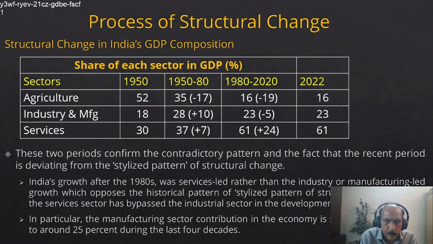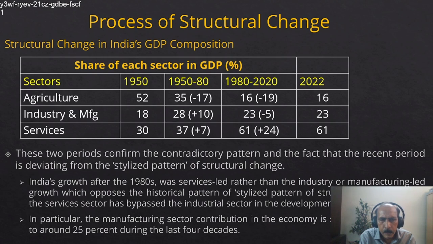But if you look at the next 40 years, the agriculture share has further declined by 19 percentage points. It has reduced from 35% in 1950-80 to 16% during this period. And industry and manufacturing share has almost remained stagnant, rather it has declined from 28% to 23%. A 5% decline was observed, while the share of the services sector has increased by 24 percentage points.